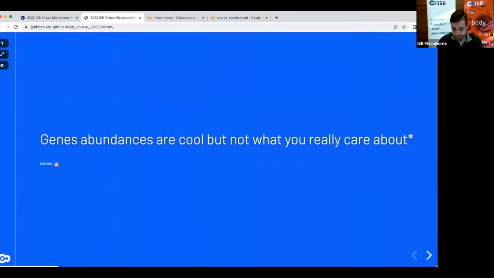So one school of thought that we'd like to present here is that gene abundances are really cool and we can learn a lot from them, but they don't necessarily tell us the whole story that we're after. So today we're going to explore an alternative approach that one can use in order to analyze the function of the microbiome, which is predicting metabolic flux. And fluxes actually will tell us more about the actual metabolic behavior of the microbiome than abundances are able to.